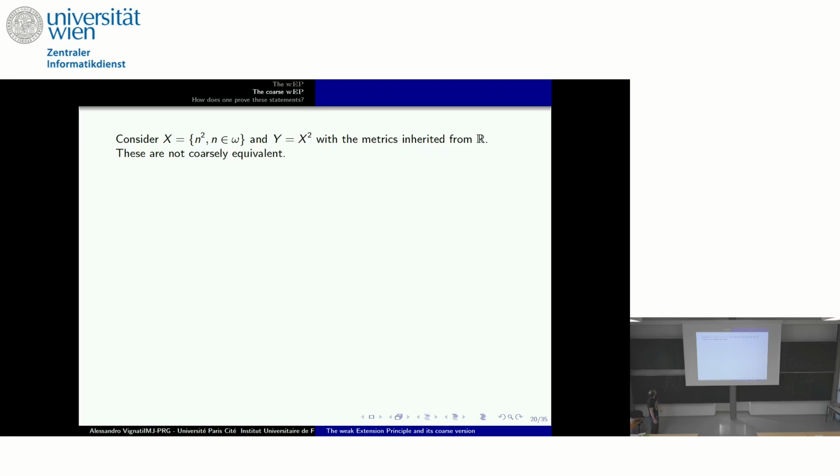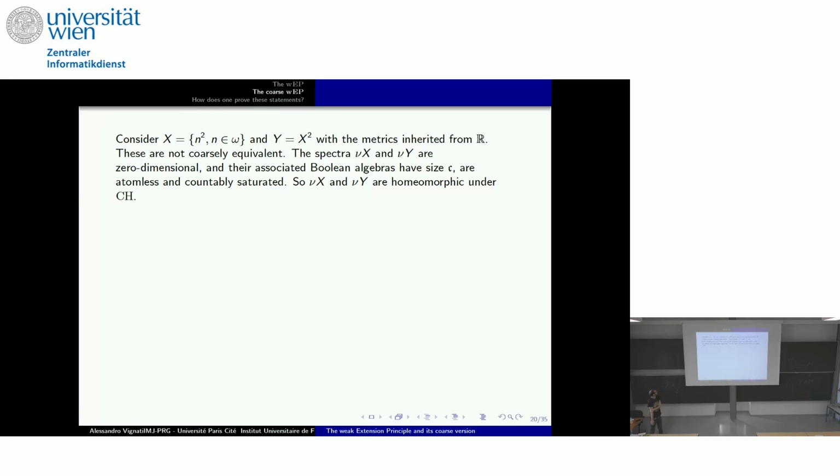Now, these two guys are not coarse equivalent. This is not difficult to check. But when I look at the coronas, nu X and nu Y, well, these are zero-dimensional. Their associated Boolean algebras have size continuum. They're atomless, and they're countably saturated. So Parovichenko says they're homeomorphic under CH. So under CH, if I have two homeomorphic coronas, I cannot get the spaces back. That's basically what I'm saying.